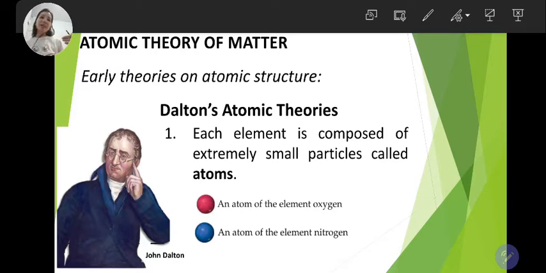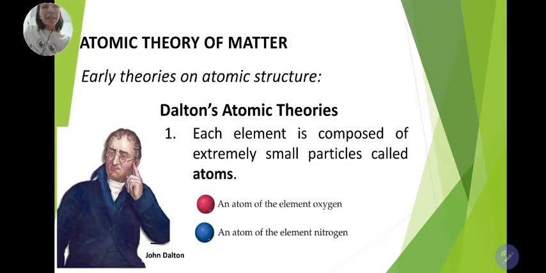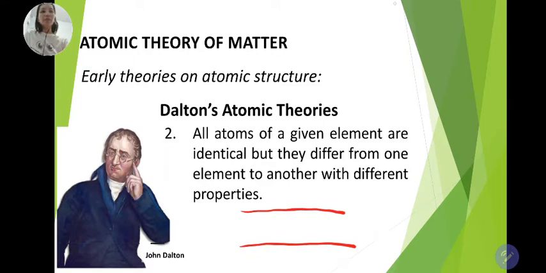So that is the visual presentation of what he refers to as atoms. For example, yung atom of the element oxygen, and then an atom of the element nitrogen. So those are visual presentations. And then, all atoms of a given element are identical, but they differ from one element to another with different properties.